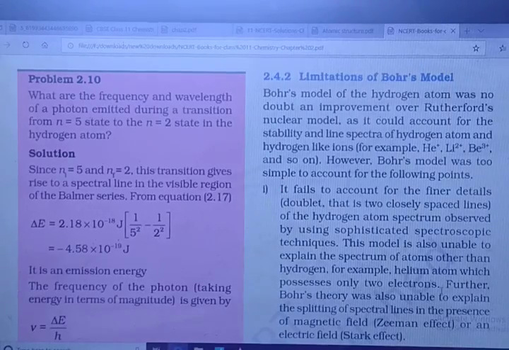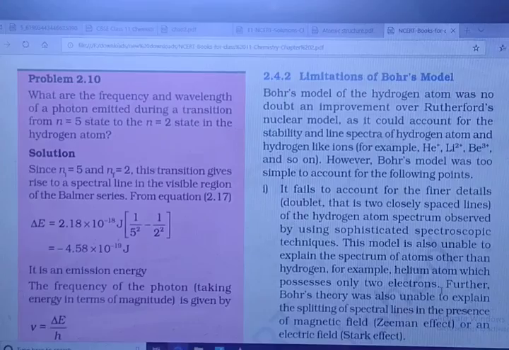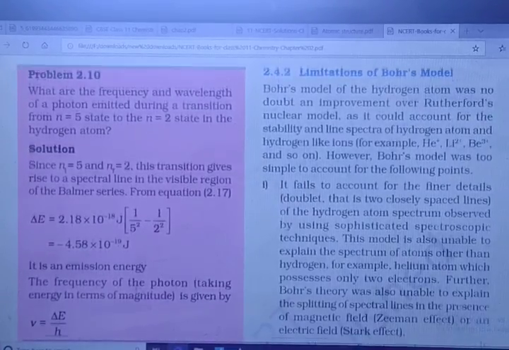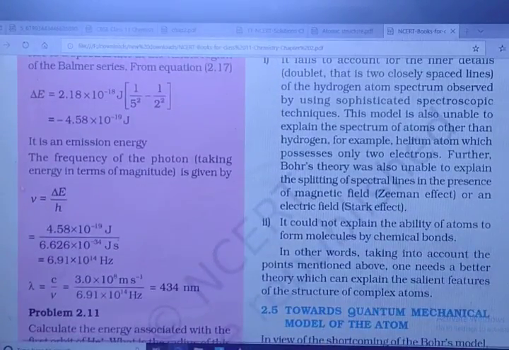The LCM of 25 and 4 is 100. So you know very well, 25 fours and 4 twenty-fives: 4 minus 100, so 96 upon 100. After multiplying and dividing, the value will be minus 4.58 into 10 to the power minus 19 joule. It is an emission energy. Why? Because of the negative sign. It is coming from a higher energy level to a lower energy level. So which type of energy is this? This is emission energy.